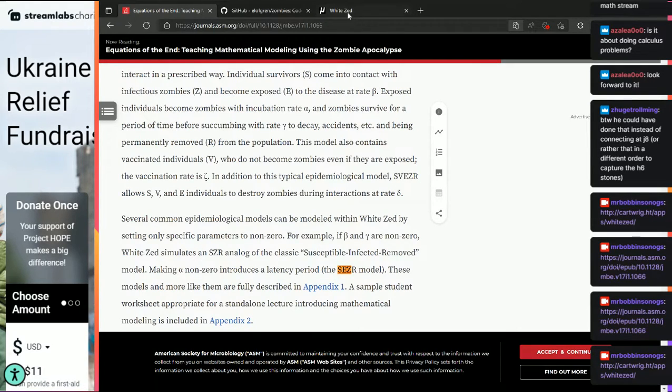Okay, it's the Sfezer model, and different zombie diseases. So, different zombie diseases, an interactable zombie model, and outreach programs.